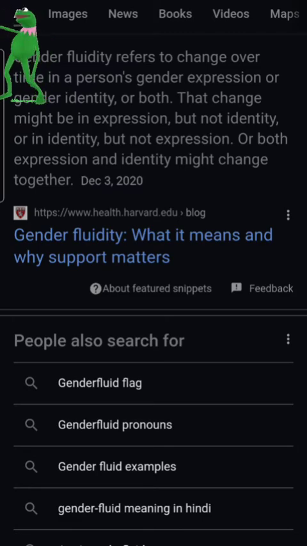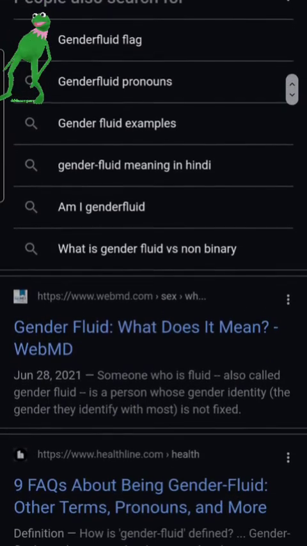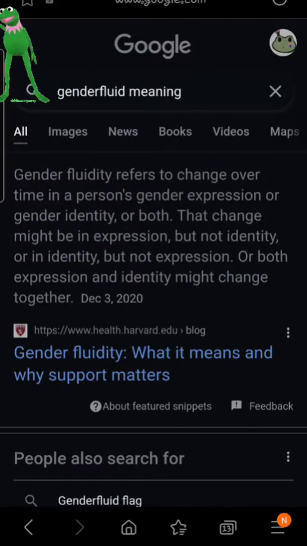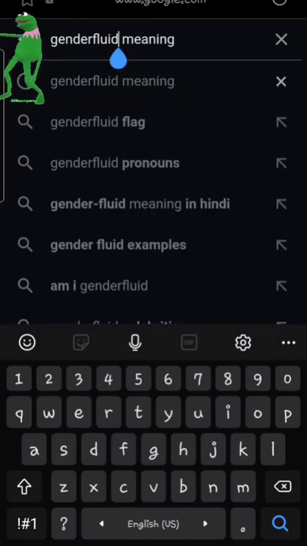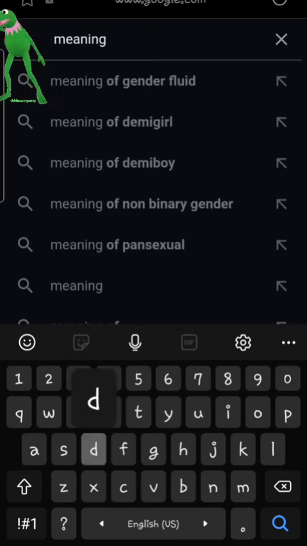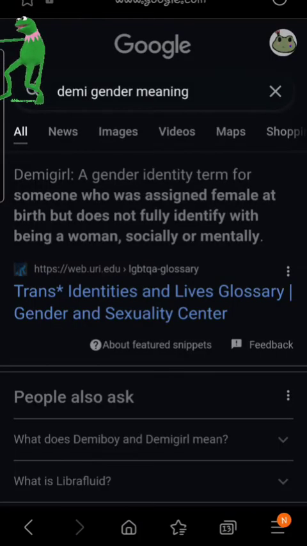So mine doesn't change really, it's just like all of them. Really, I just use all of them. So, I guess time for, let me think, demi-gender. Okay, demi-girl. That's not what I was asking, but I'll still read it, I guess.